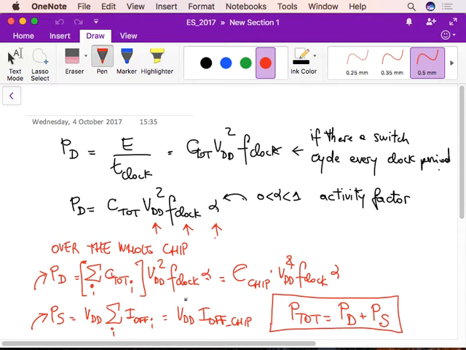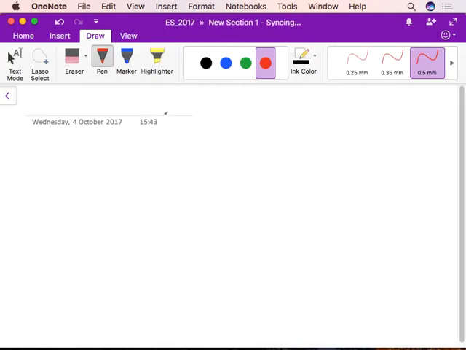Now, I would like to spend some time on the scaling of CMOS technology and exactly what happened. So you know why it is important, but let's look at it in detail. So okay, let me just change page.